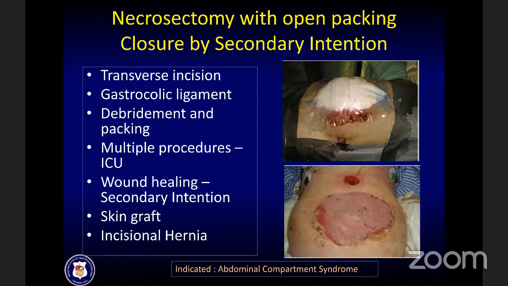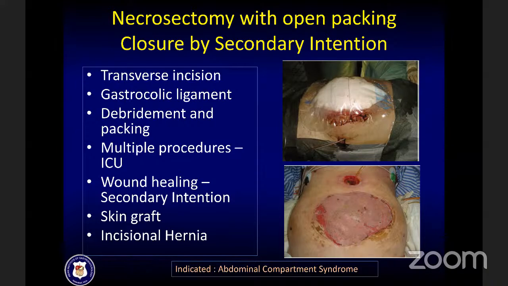So this is the slide. It shows how an open approach is done. You use a transverse incision, the gastrocolic ligament is divided, and you debride all the necrotic tissue, and you put the pack and then cover it with a plastic sheet so that it doesn't dry out.